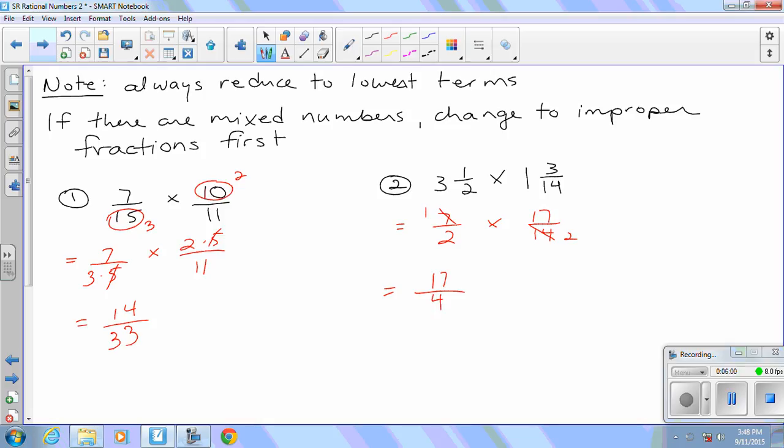Now, this is a perfectly acceptable answer to me because it is reduced in lowest terms. 4 and 17 don't have any common factors. However, when your question is given to you in mixed number format, probably your final answer should be in mixed number format as well. So 4 goes into 17 4 times. 4 times 4 is 16. And there's 1 left over. So it's 4 and 1/4 as our final answer.